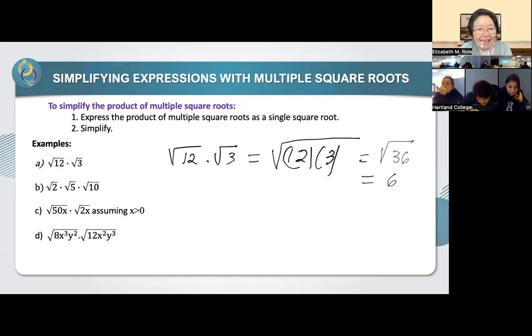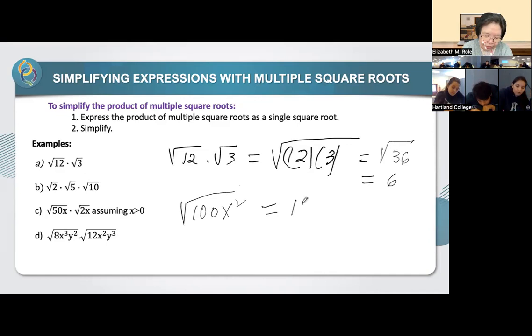Okay, 10x. Yes, 10x. Everyone agrees? Yeah, because that's the same as 100x squared. 50 times 2 is 100. x times x is x squared. And so the square root of 100 is 10. The square root of x squared is x. Okay, good. Letter D.